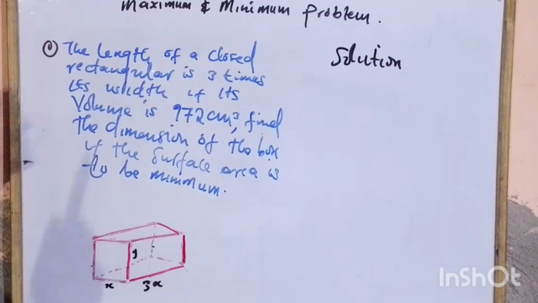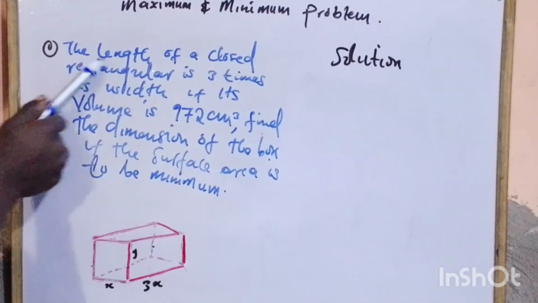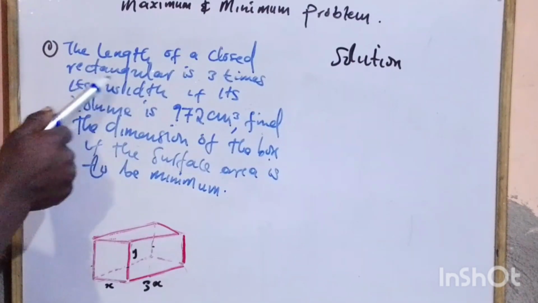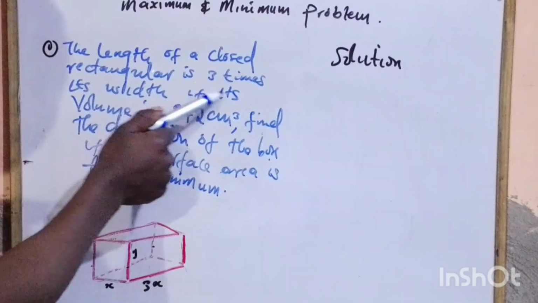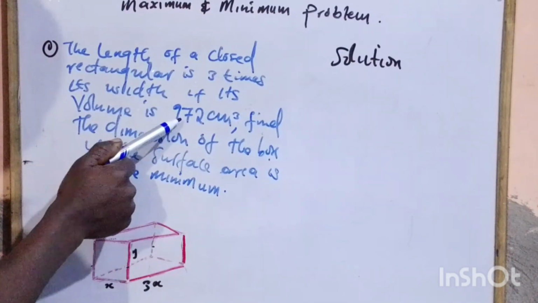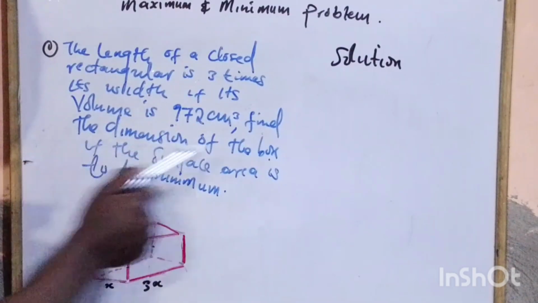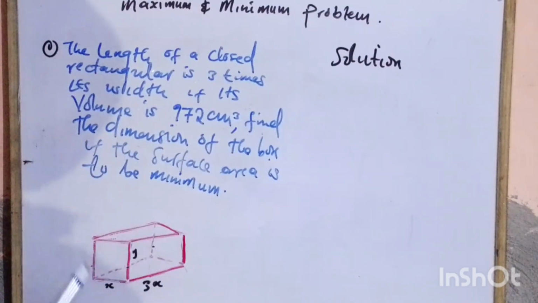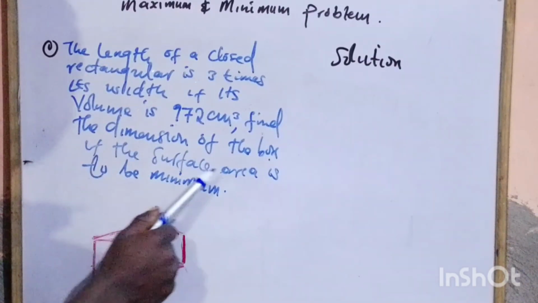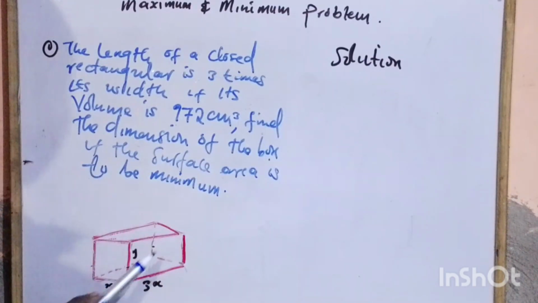Okay, we have this question written down here. The length of a closed rectangular box is 3 times its width. If its volume is 972 cubic centimeters, we have to find the dimensions of the box if the surface area of this closed rectangular box were to be minimized.